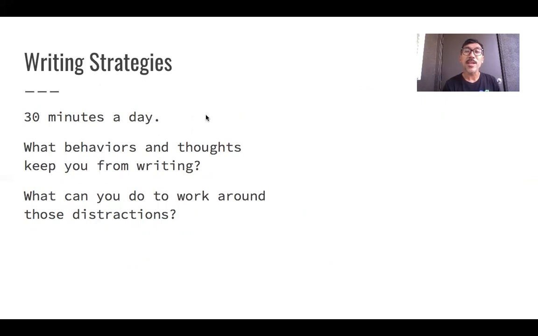As you're doing this and as you're writing this, you might have behaviors or thoughts that keep you from writing, things that are personal barriers for us. And as you think about those behaviors or thoughts that keep you from writing, that block you from working on this, think about ways in which you can work around these types of behaviors or thoughts and distractions.